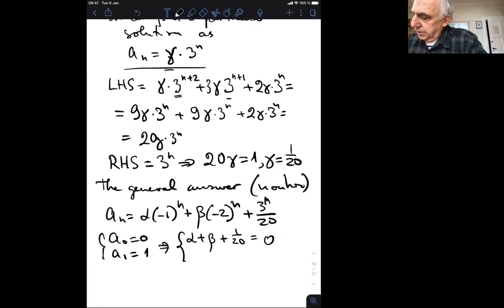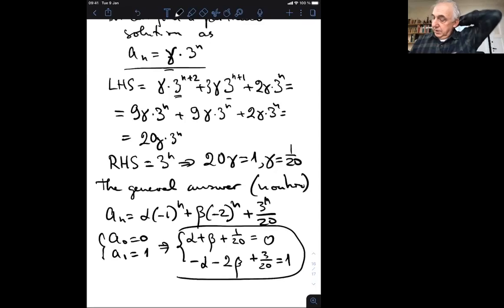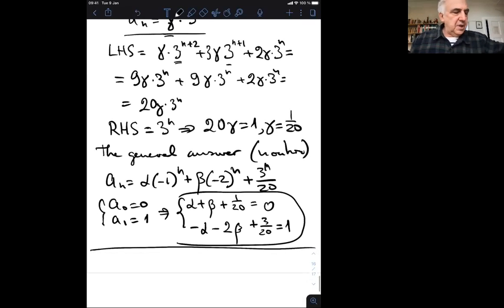And if a equals 1, we get minus alpha minus 2 beta, and n equals 1 plus 3 divided by 20. This should be equal to 1, and I hope you can handle and find out alpha and beta from this system yourselves. Okay, let me take one exercise from the last section, 10.4.